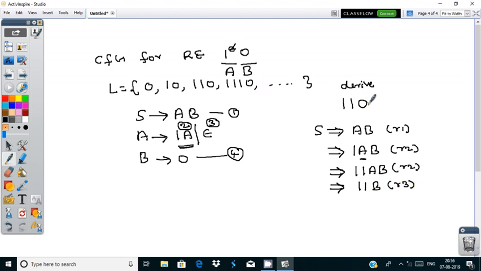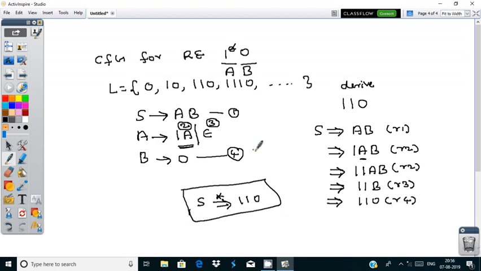Now you want one more 0, and there is a non-terminal B here, and you can apply rule number 4 to replace this B by 0. If you replace that, the answer will become 1 1 0. So this is rule number 4. So you can rewrite this as S derives 1 1 0 in 0 or more number of steps.